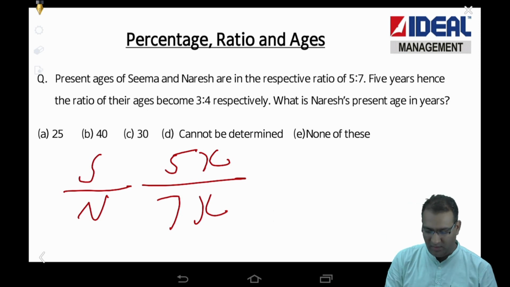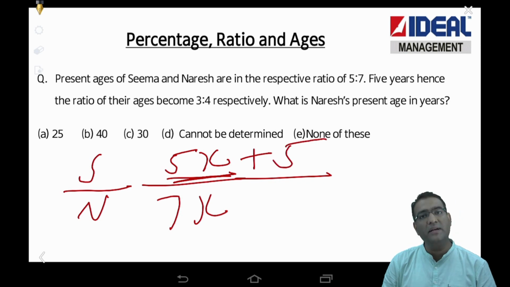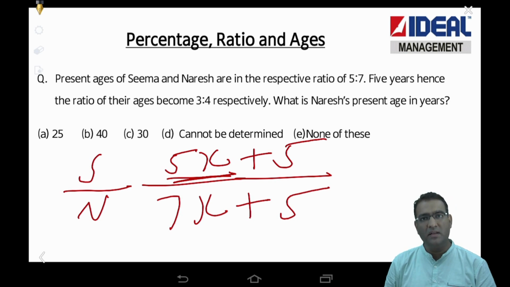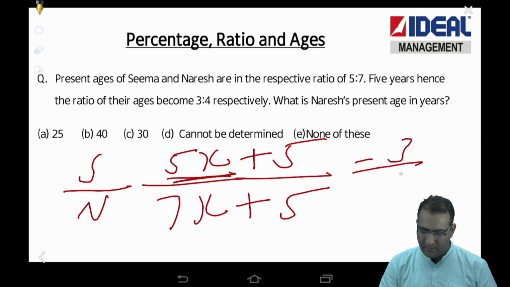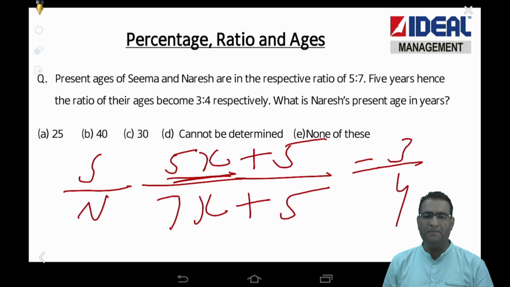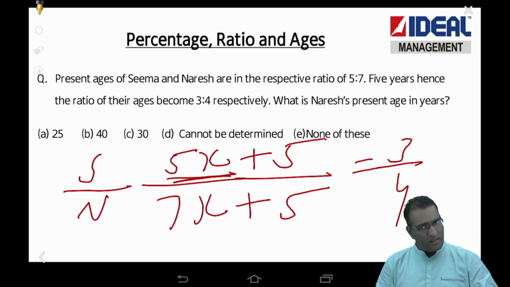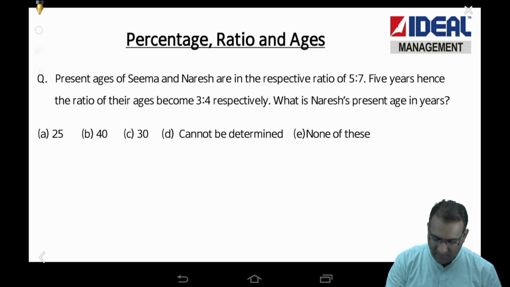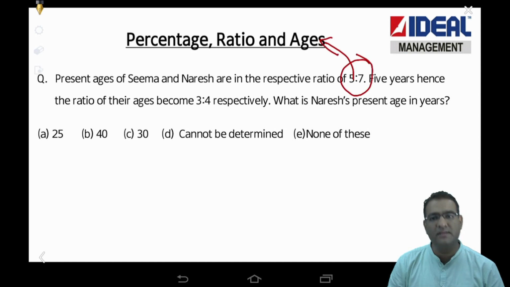After 5 years, so if this is my present age of Seema, after 5 years, this will be the age. After 5 years, this will be the age of Naresh. And so once you solve this, the ratio would be 3/4. So it's an equation. Solve the equation now, right? Trust me, and this is what when we teach ratio, we tell students that in ratio, the most important part is the actual number has to be in table of this.